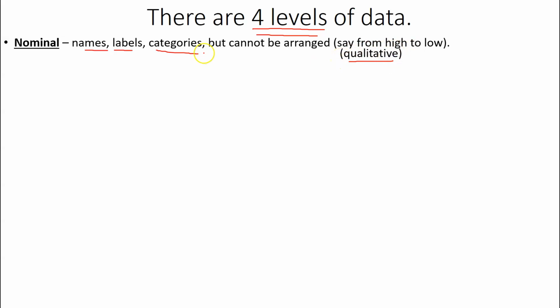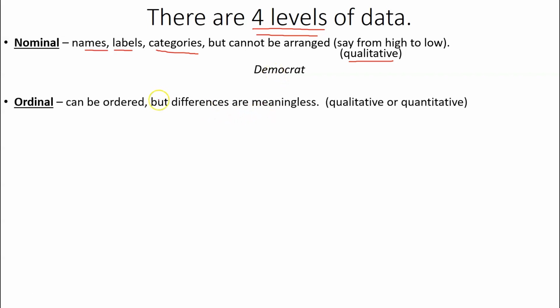And obviously that's qualitative. An example, a Democrat or a Republican. It's a label, so it's nominal. We don't say that, well, this Democrat is twice as much of a Democrat as that Democrat. Well, we might talk stupid saying things like that, but in reality, it doesn't make any sense to actually make that statement. The next level is what's called ordinal. Things can be ordered, but differences are meaningless. And this one could be qualitative or it might be quantitative.